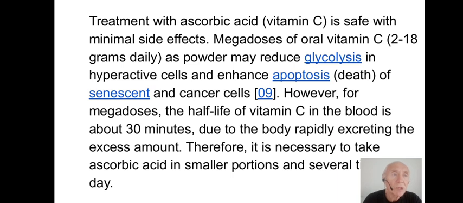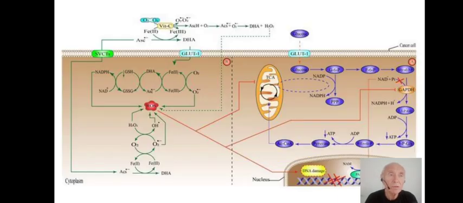So again, if you take smaller portions, like from 2 to 3, maybe 5 grams, then you can take this many times during the day, and the vitamin C can stay at high concentration in the blood for up to 3 hours. So every 3 to 4 hours, you have to take another mega dose of vitamin C. But also, injections of vitamin C into your blood work better, actually.